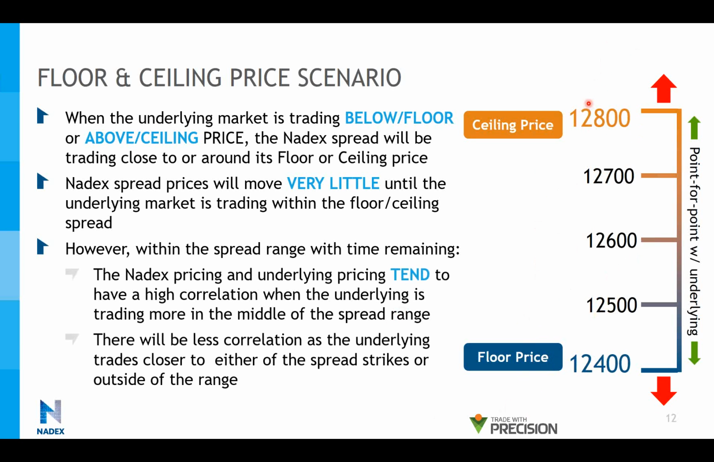Officially, for settlement, it's always at expiry, but you can actively manage your position there. However, within the spread range with time remaining, Nadex pricing and underlying pricing tend to have a high correlation. I've explained why it's not perfectly one-to-one, but very close. When the underlying is trading more in the middle of the spread range, there will be less correlation as the underlying trades closer to either of the spread strikes or outside the range.